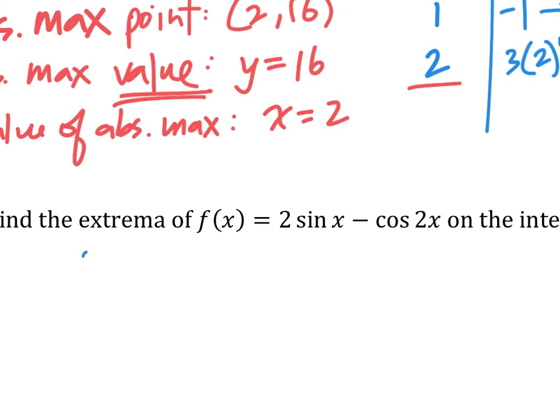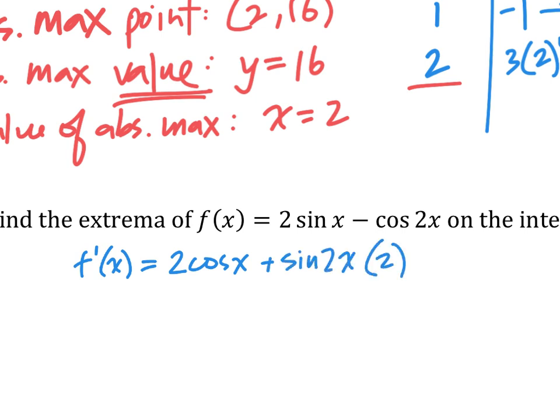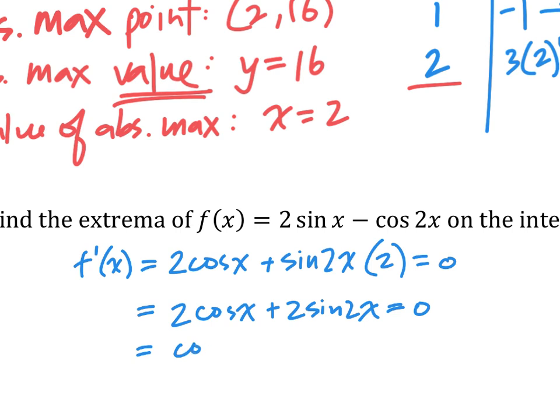Let's find the derivative first. f prime of x is equal to 2 cosine x plus sine 2x, chain rule, times 2, equals 0. Okay, let me rewrite this: 2 cosine x plus 2 sine 2x equals 0. I'm going to get rid of the 2's from everything. Not essential here.